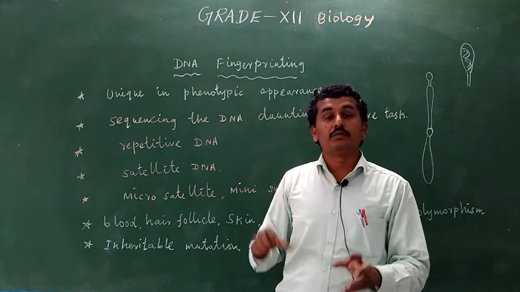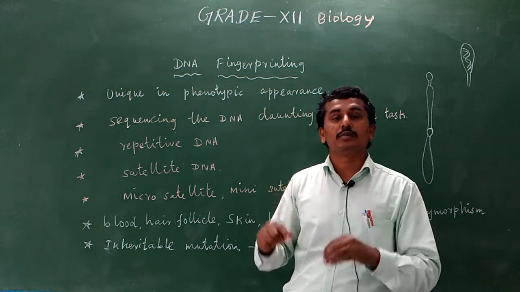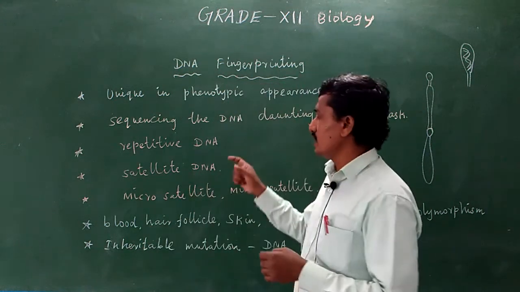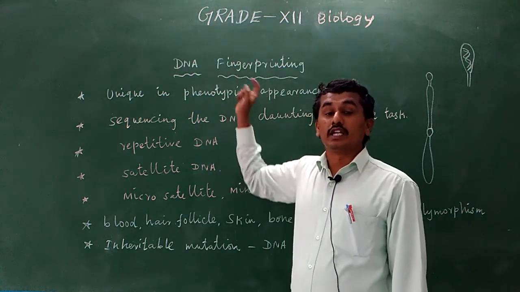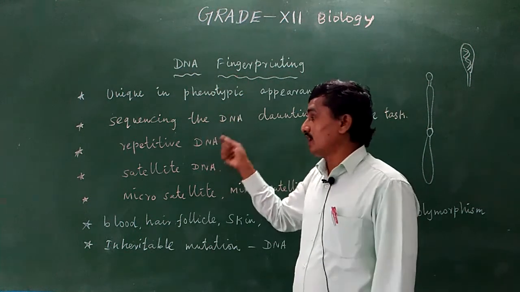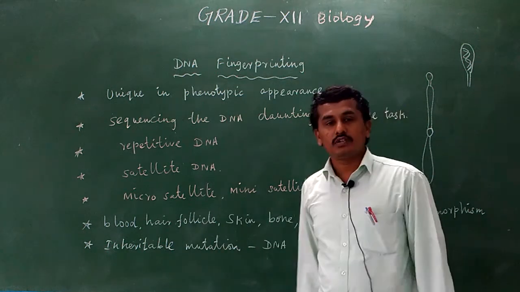So from person to person in a species, some DNA bases are repeated n number of times. The repeated bases are repetitive DNA. It is actually useful for DNA fingerprinting. DNA fingerprinting developed as a discipline, a branch, with the use of repetitive DNA. And the next one is satellite DNA.